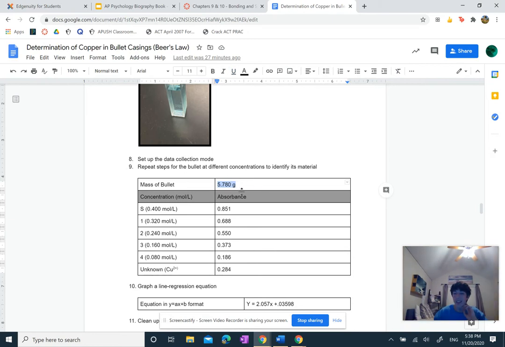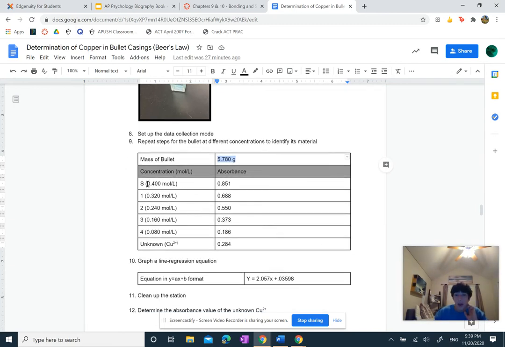So it's 5.780 grams. This is a little foreshadowing, because we have to get the percent of copper, the amount of copper in grams over the amount of grams of the bullet, to get the percentage of copper that is in our bullet casing, so we can figure out the manufacturer. So we've got the concentration right here of our standard and our dilutions 1 through 4 and our unknown concentration of copper. This is the absorbance right here.